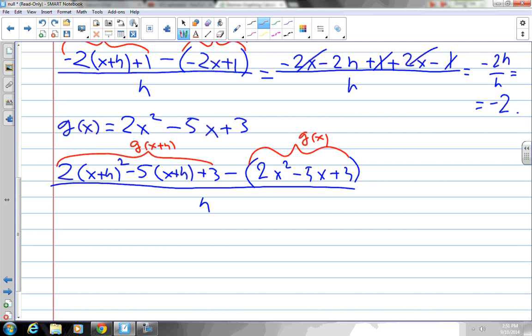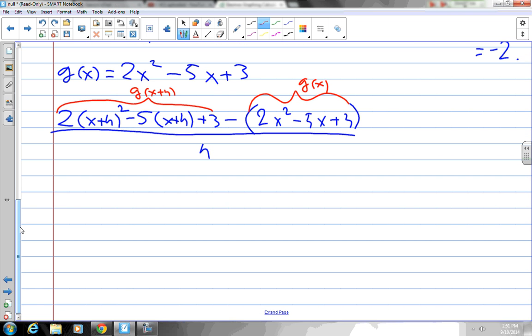Again, you don't need to label it. I'm just showing that as a learning tool. But that's the idea. It's your function at x plus h minus your function as it's written originally divided by h. Okay? So now we have to open up all the parentheses, combine like terms, and hopefully that original tiny h from the denominator will go away. That's what we want to kill.